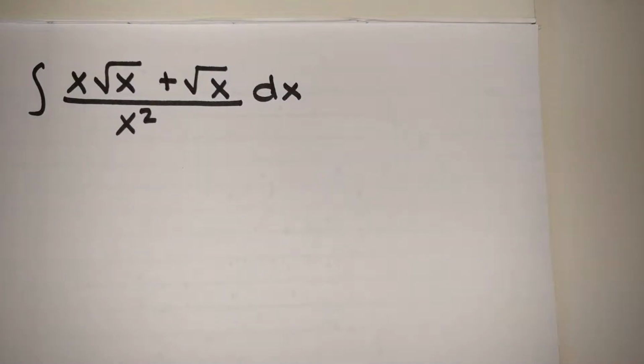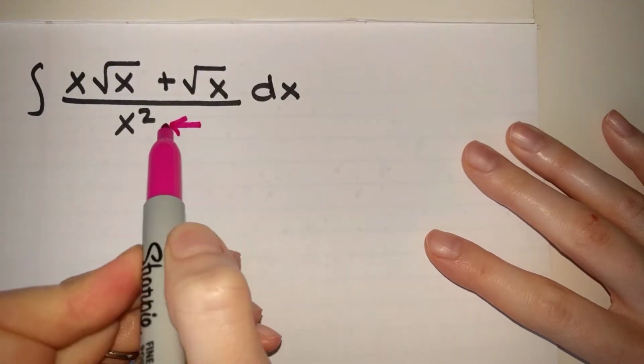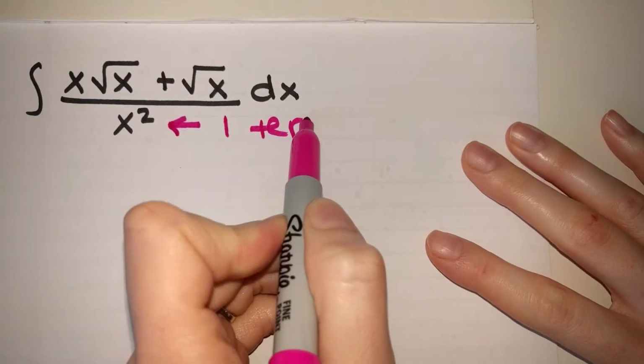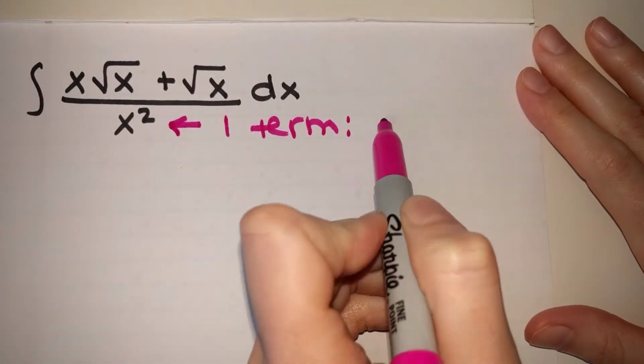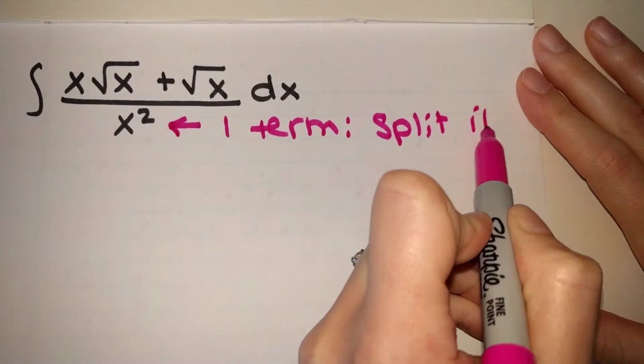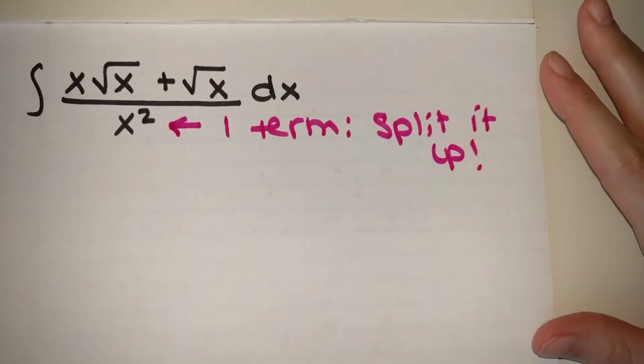Okay, so the first observation to make is that we have a fraction and we have lots of radicals. We've got to try to simplify this before we're going to make any progress on integrating. So you'll notice that in the denominator, you just have one term, and that's very exciting for us because when we have one term in the denominator, we can split it up. So that is going to be our first step.